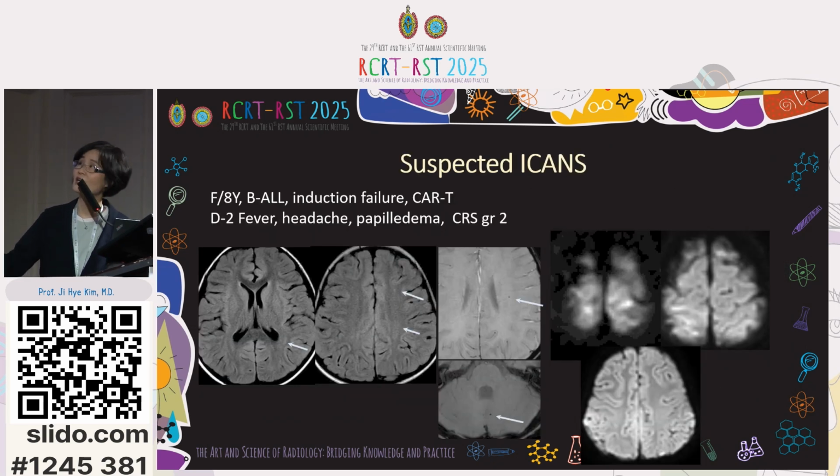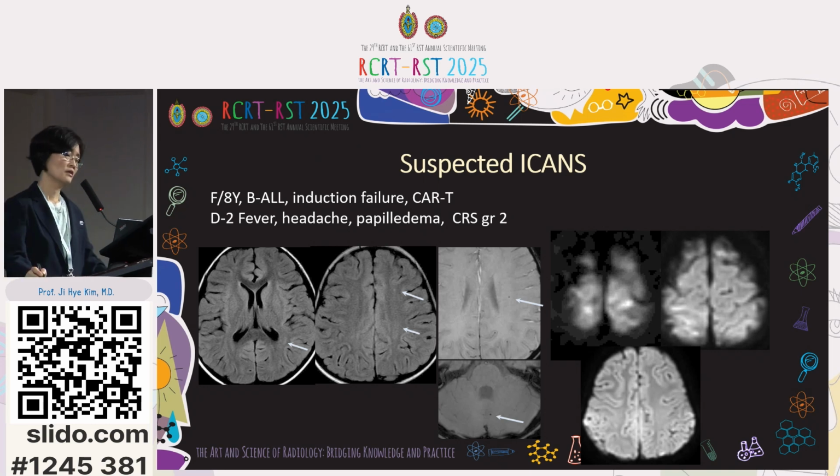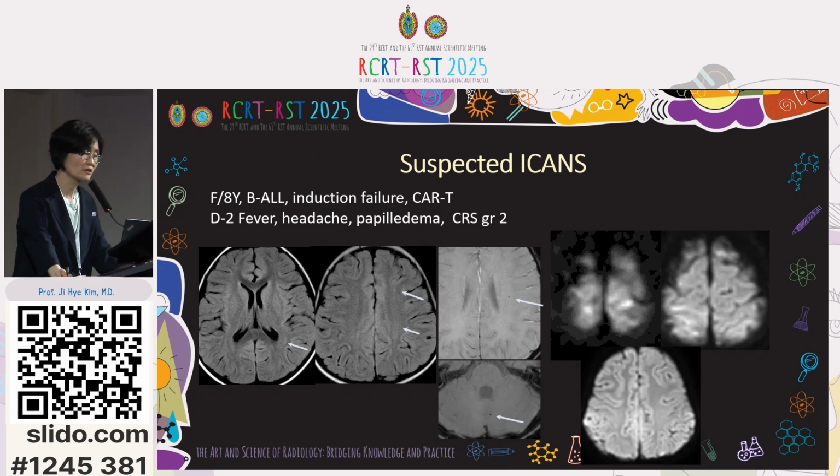This is our case. This girl received the CAR T cell infusion after induction failure of the B-cell leukemia. On day 2, this symptom presented, and clinically CRS grade 2. There are multiple small or subtle T2 hyperintense parenchymal lesions and microbleeding foci, as well as some cytotoxic edema of the gyri. So with this clinical background, I suspected it should be ICANS.